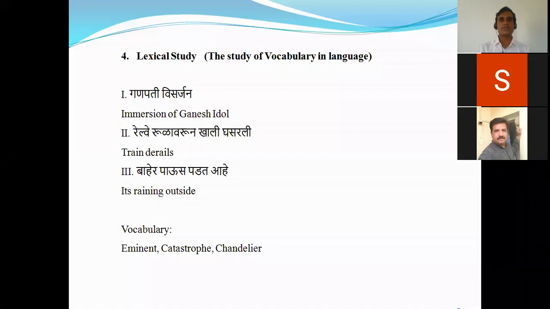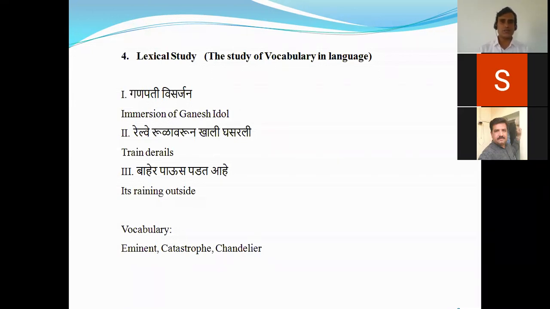The fourth level to study the language is lexical study, which is associated with vocabulary. When I say Ganpati Visarjan in Marathi, I have to say it is the immersion of a Ganesha idol, or the immersion of an elephant-headed god in the water. I should say it like this in English. When I say railway rudavarun khali ghasarli in Marathi, I have to say this as a train derails in English. And when I say bahir paus padtoy in Marathi, it's raining outside, remember.